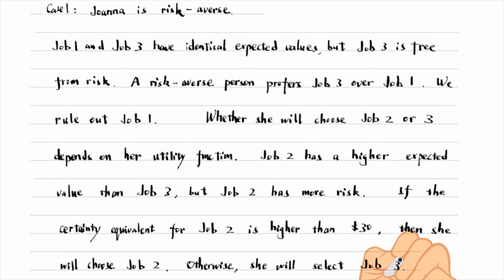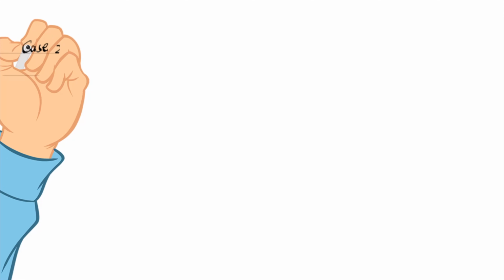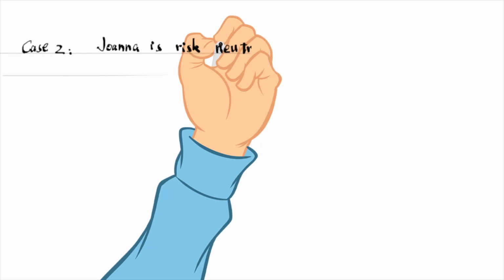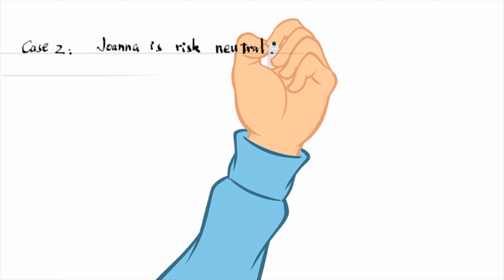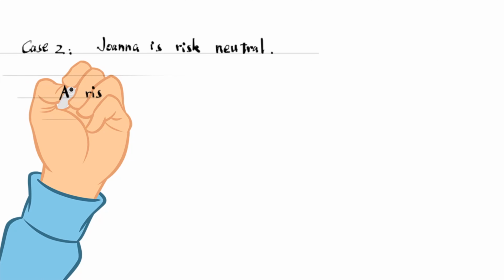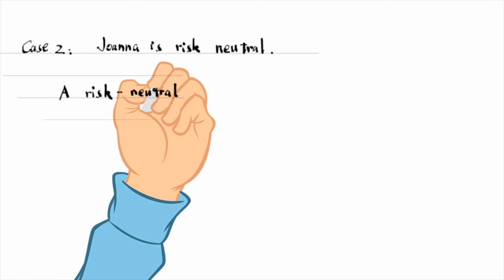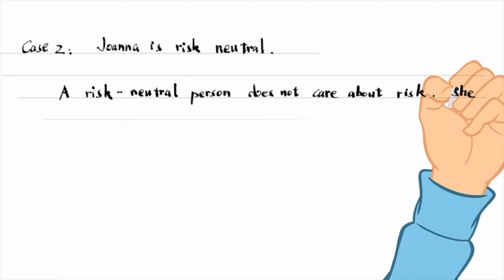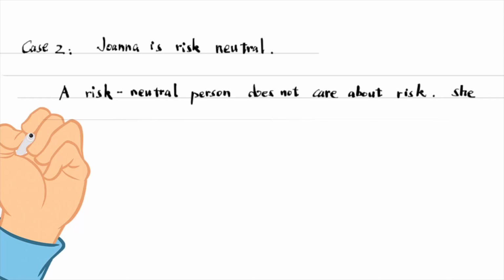Next, we consider case 2 in which Joanna is risk neutral. A risk neutral person does not care about risk. She chooses the job that gives her the highest expected value, because maximizing expected value maximizes utility.